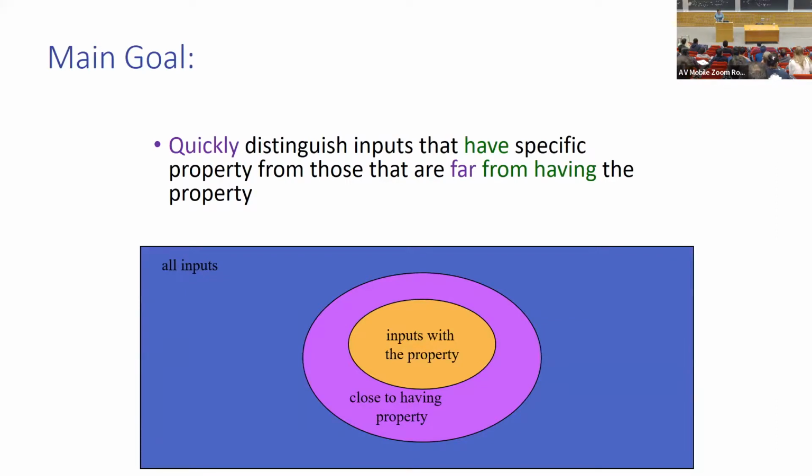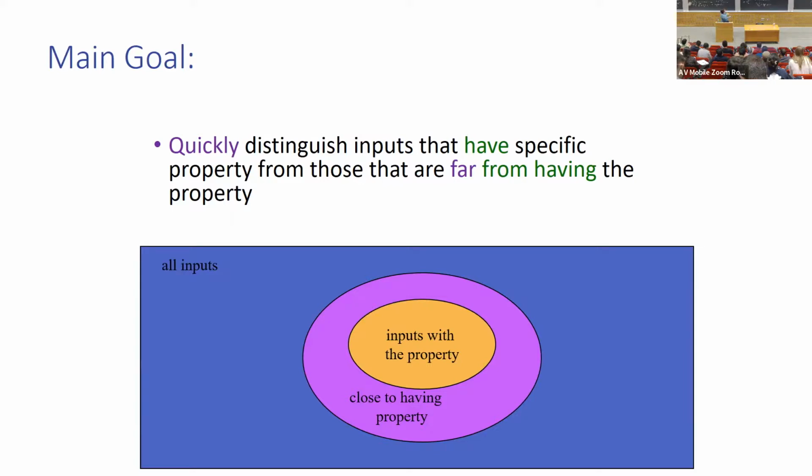So what we want to do is think of inputs that have the output 1 as inputs that have the property. Maybe the problem is: is the graph bipartite? It's a yes/no question. There's no approximation here. Is a list in sorted order? Yes or no? Okay, so what we're going to say is no, it's not just a yes/no question. There are inputs that have the property. There are inputs that are far from having the property. And then there's kind of this middle range of inputs that are close to having the property, but don't quite have the property.